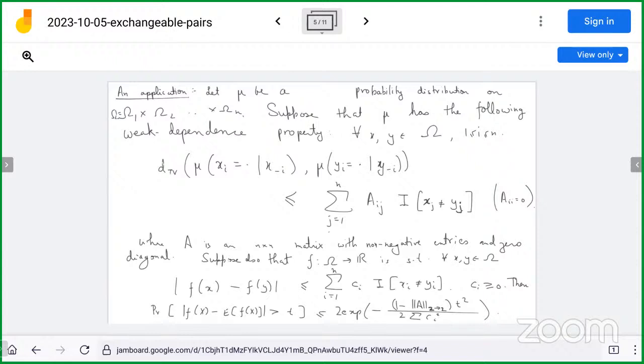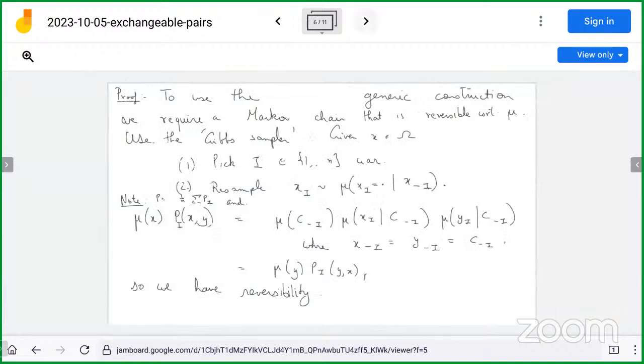That one was for independent variables. Yes. So in that case, the matrix A would be 0. When the distribution is a product distribution, A is 0, because the total variation distance is 0. No matter what the difference is, these are the same. So A can be taken to be the 0 matrix. So yeah, it is a strict generalization in that sense, and this is what you are trying to prove.